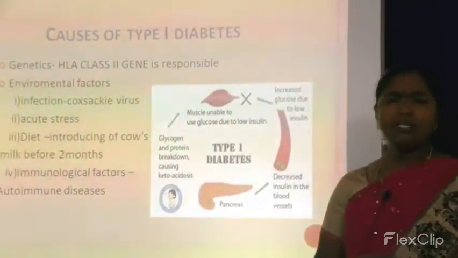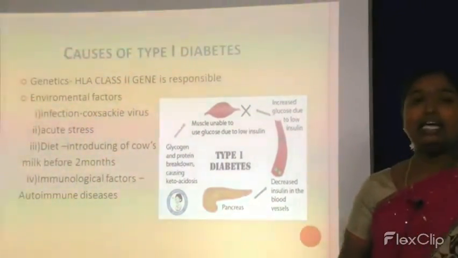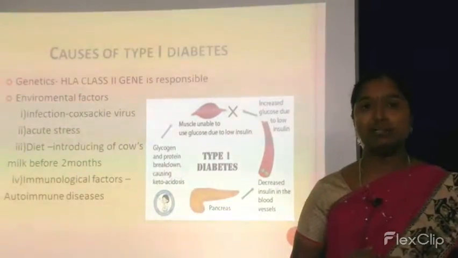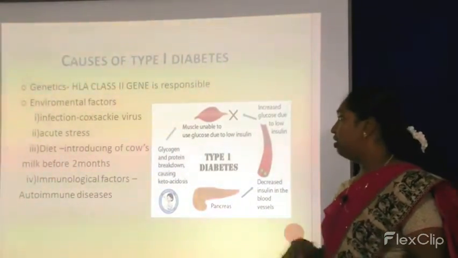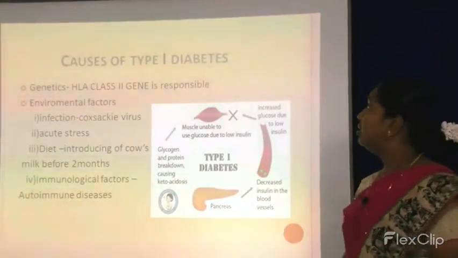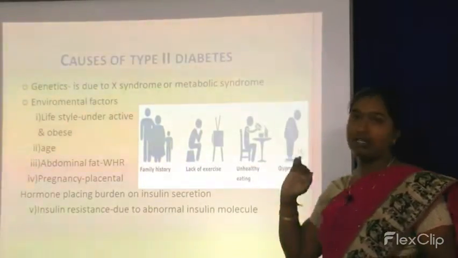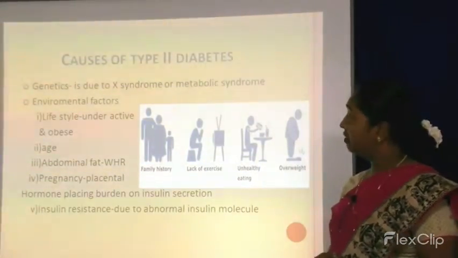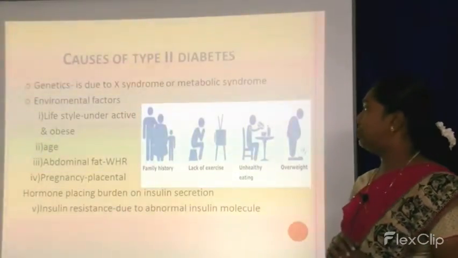Coming to the diet, introducing cow's milk before 2 months is a factor, as it has antibodies to bovine serum albumin, which can cause type 1 diabetes. The fourth is the immunological factor, as it is an autoimmune disease. Next, coming to the causes of type 2 diabetes, the main factors are the same, genetic and environmental. The genetic factor is due to X syndrome, that is, metabolic syndrome.